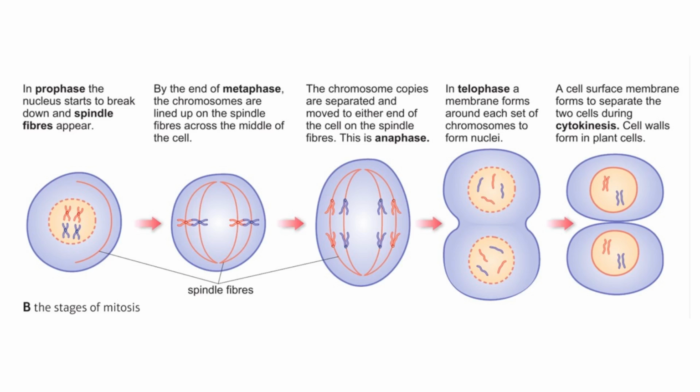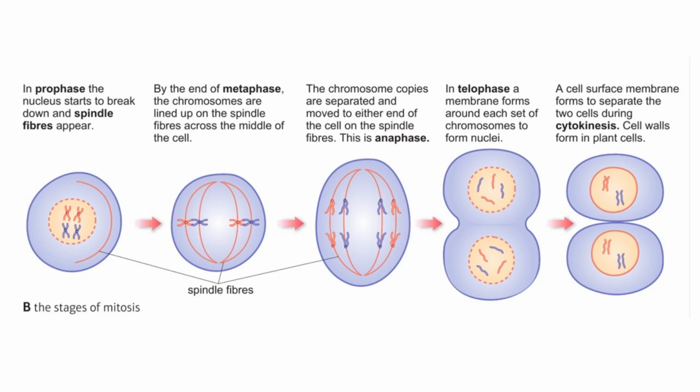During metaphase, the chromosomes are lined up on the spindle fibers across the middle of the cell. That's the only thing you need to remember for metaphase. The next stage is called anaphase, and during anaphase, the only thing you need to remember is that the chromosomes are pulled to either end of the cell by the spindle fibers.